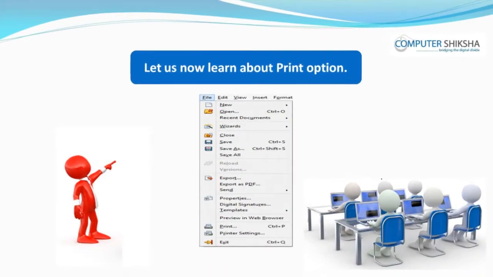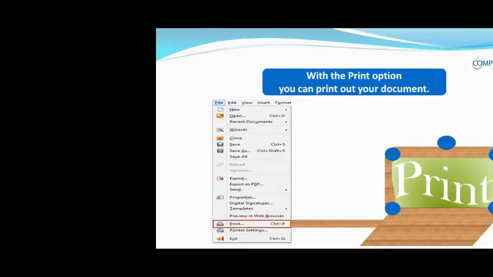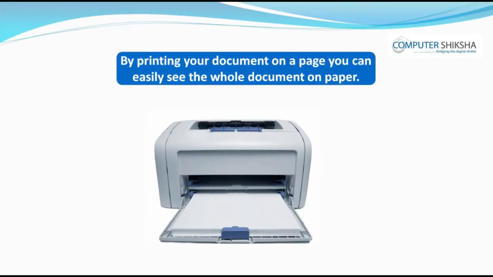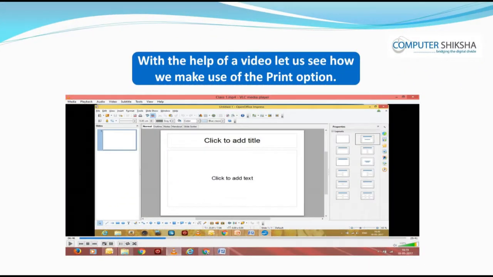Let us now learn about print. Can you tell why we use the print option? With the print option, you can print out your document. By printing your document on a page, you can easily see the whole document on paper. By using print, you can convert a soft copy into a hard copy. With the help of a video, let us see how we make use of the print option.